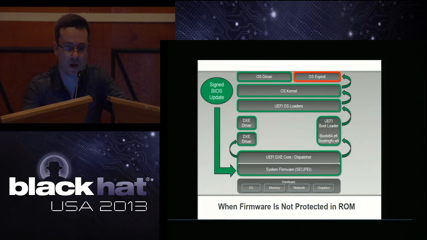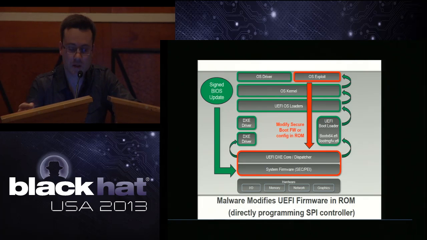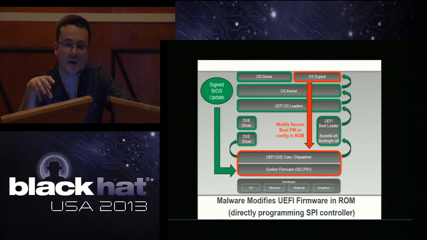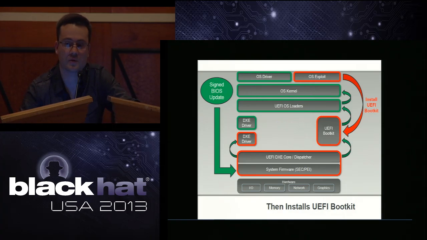So let's see how that exploit works. You've got an OS exploit, and the firmware is not protected in ROM. So the exploit will go directly to the SPI controller and talk to it through configuration registers in MMIO or PCI config space, whatever. We'll program that SPI controller, issue a set of SPI writes, and directly modify the firmware on the SPI flash or the NVRAM with all the keys, right? Then after that, the exploit would install the bootkit.